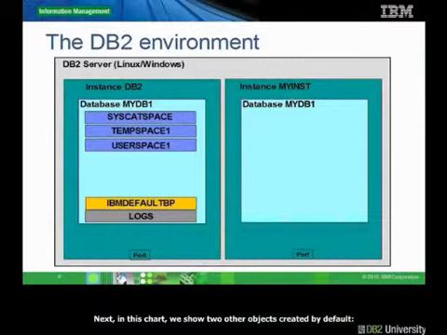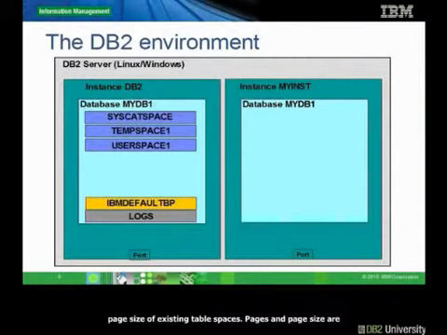Next, in this chart, we show two other objects created by default: a buffer pool called IBMDEFAULTBP, and the log files. A buffer pool is basically a memory cache used by the database. You can create one or more buffer pools, but there should always be one buffer pool with a page size that matches the page size of an existing table space. Page and page size are discussed in more detail in other videos.